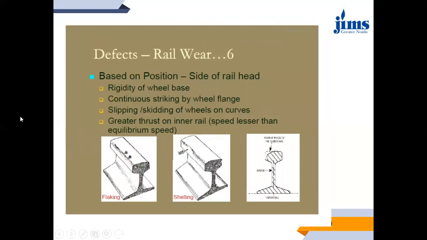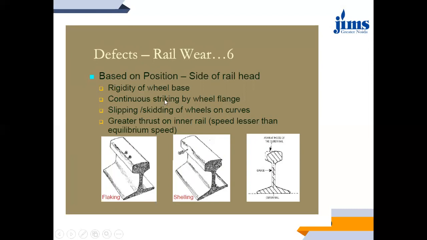Okay, so the second type of rail wear based on position is at the side of the rail head. So after the head of the rail section, we'll consider the web or the side of the rail head. Okay, so based on this particular defect, we can analyze that this defect is caused mainly due to rigidity of wheel base.